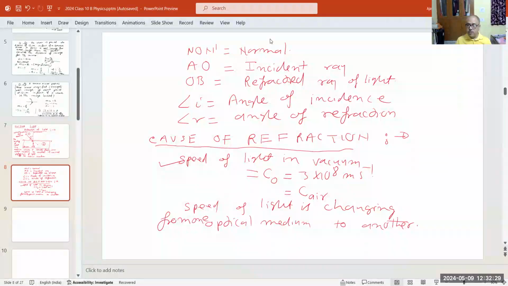So in spite of the term change of the medium, you must pronounce here that the speed of light changes in a particular medium. So it is the change of speed of light in different media that causes the light to refract. Speed of light is changing from one optical medium to another and causing refraction.